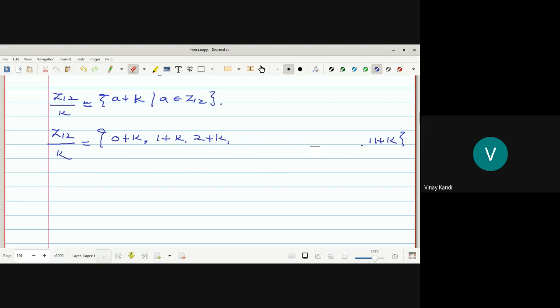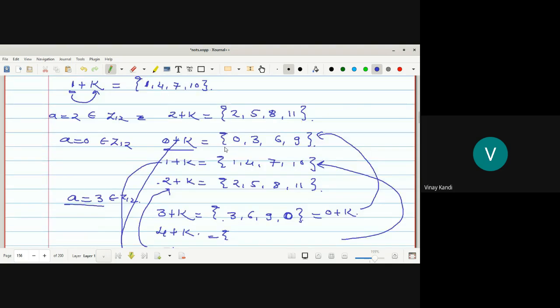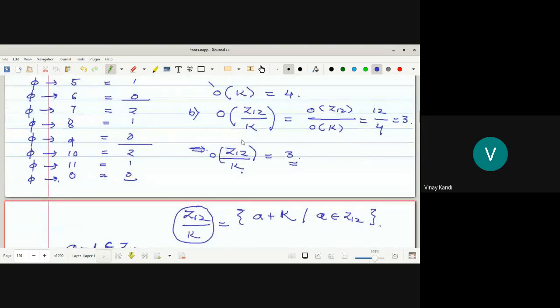Okay, when we write a set, we write each distinct element only once. Suppose this is set G. We don't write 1 plus 1 plus 1 in the set, we write it as a single term, one element written only once. Okay, so here, Z12 upon K contains how many elements? 1, 2, 3. That is the order. Okay, any doubt?